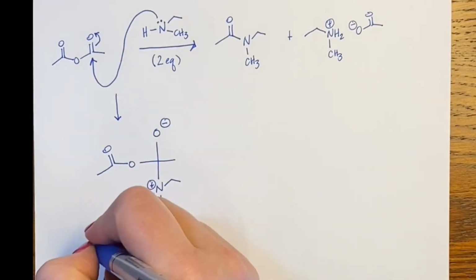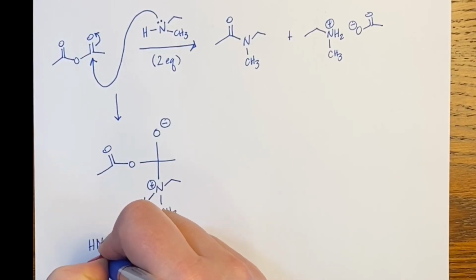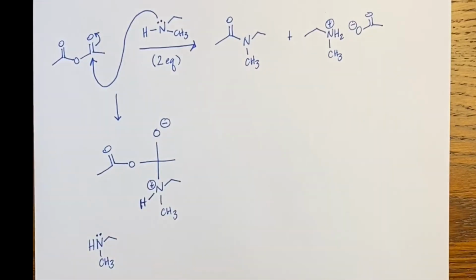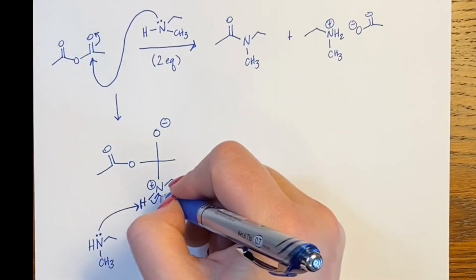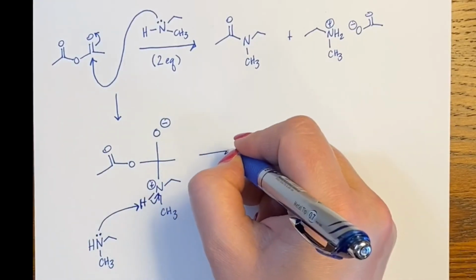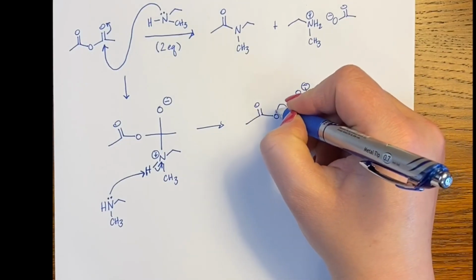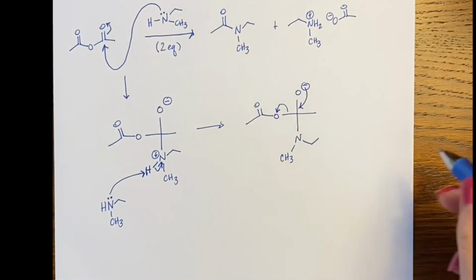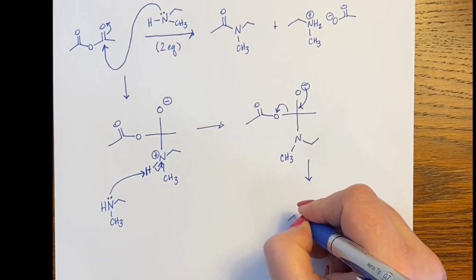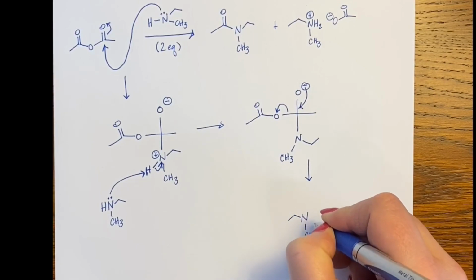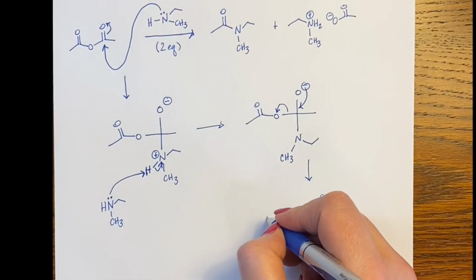So we need a base in our reaction, like another molecule of our amine, to come along and grab this proton, give the electrons to the nitrogen. This tetrahedral intermediate will now collapse, and it's going to kick out our carboxylate ion as the best leaving group, and that's going to give us our amide product, and that's going to give us that carboxylate ion.